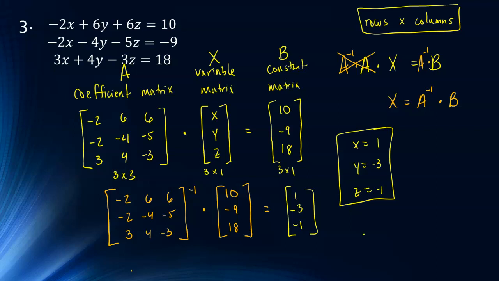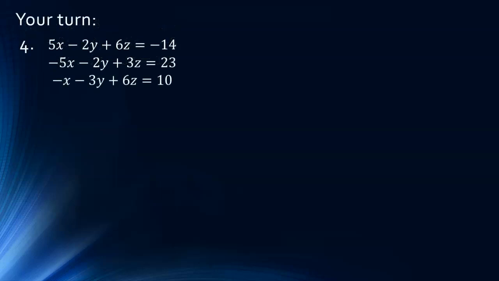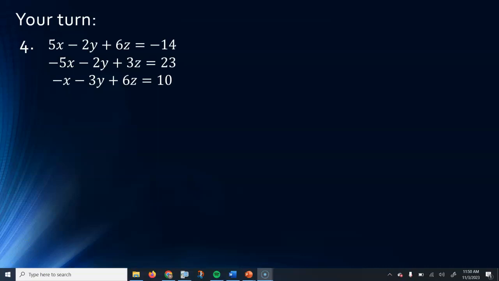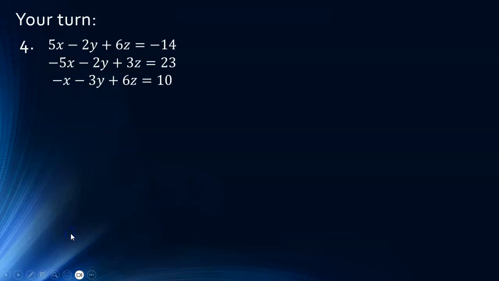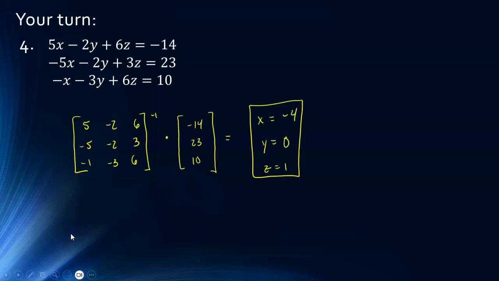All right, once you guys try one of these on your own, so I want you guys to try this one. So go ahead, pause the video, do all the work on your calculator, and then hit play when you're ready to check to see if you did it correctly. All right, let's see how you did here. So the answer you should have gotten is X equals -4, Y equals 0, Z equals 1.